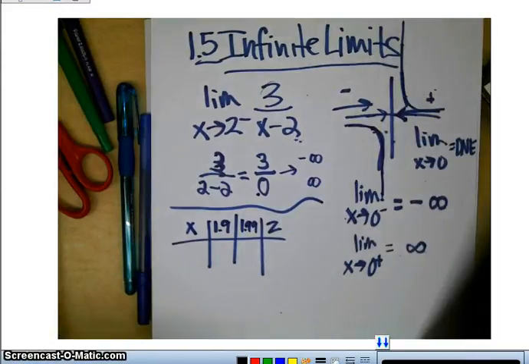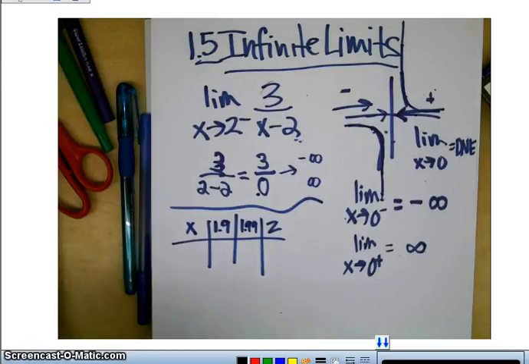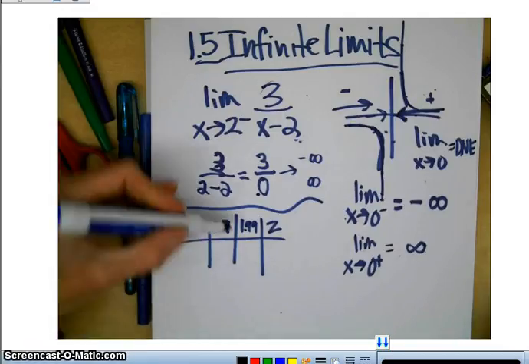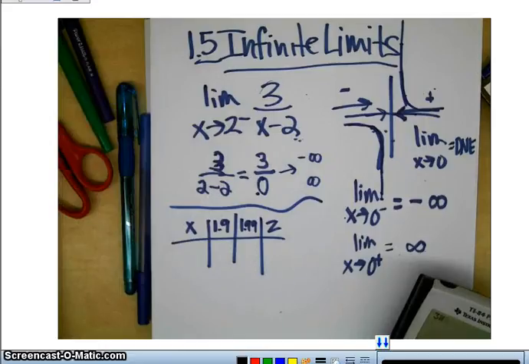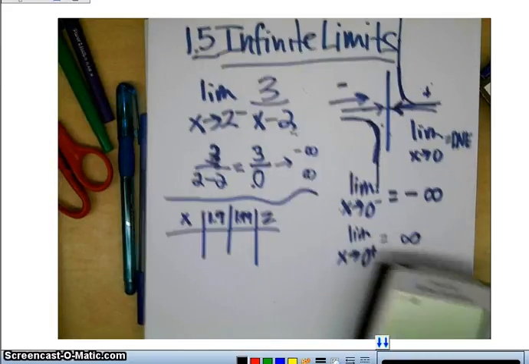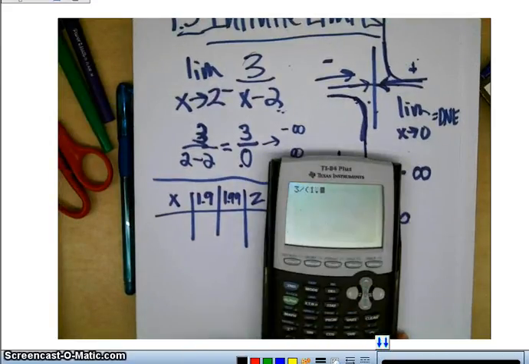Do I expect you to show work, like work it out by hand? No, I don't. So for this, I'm going to plug 1.9 in for x. So I'm going to have 3 divided by, I better begin the parentheses, 1.9 minus 2 end parentheses. Calculate it, I get negative 30.